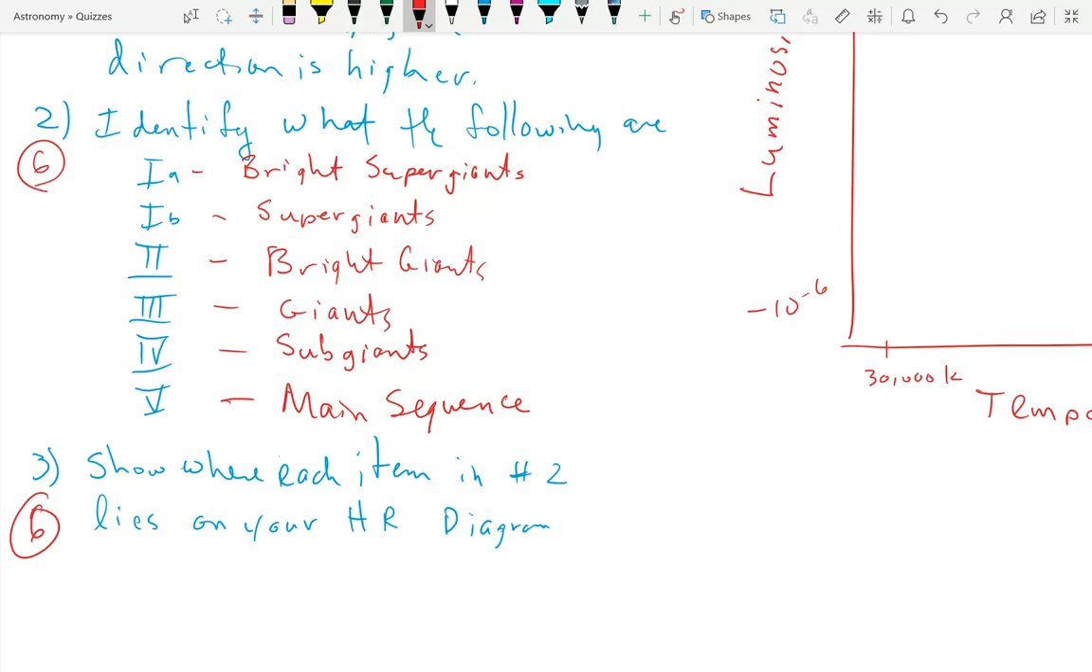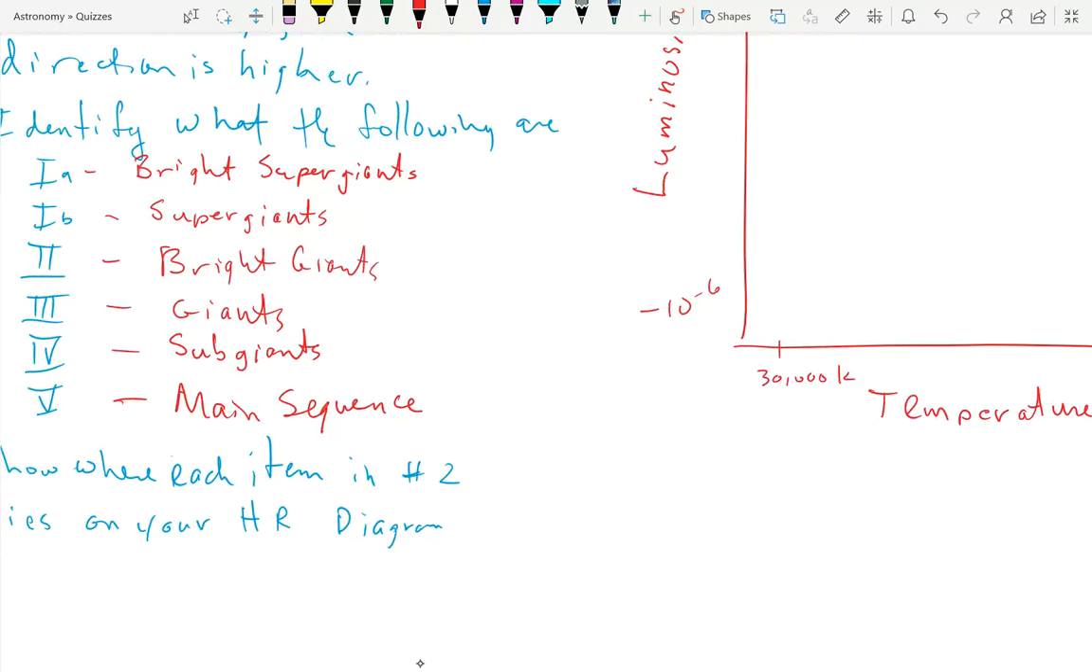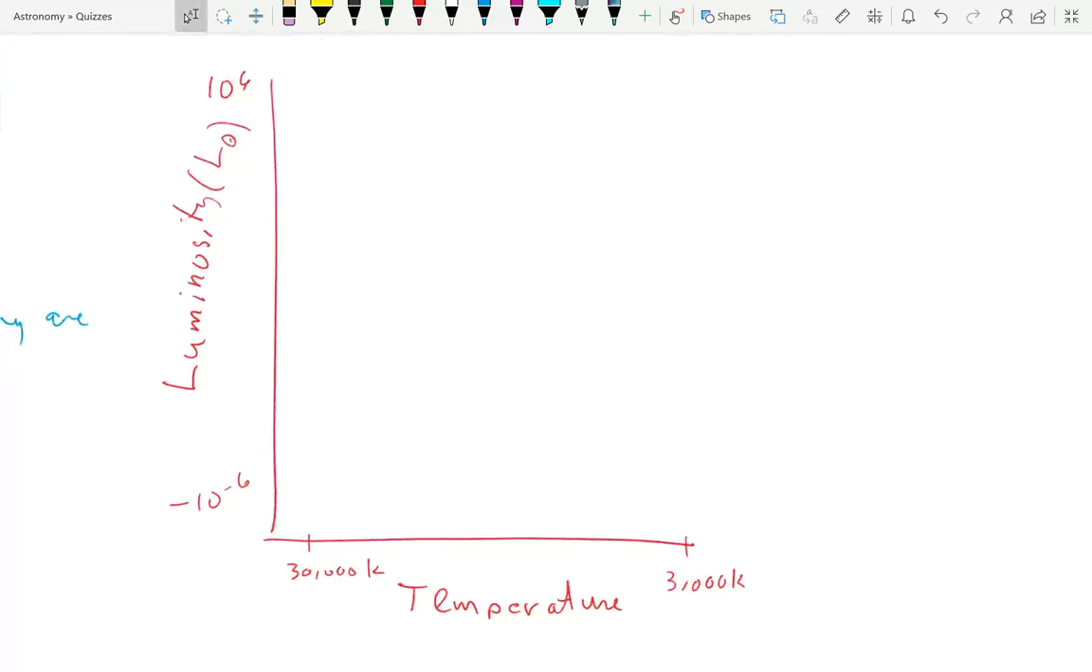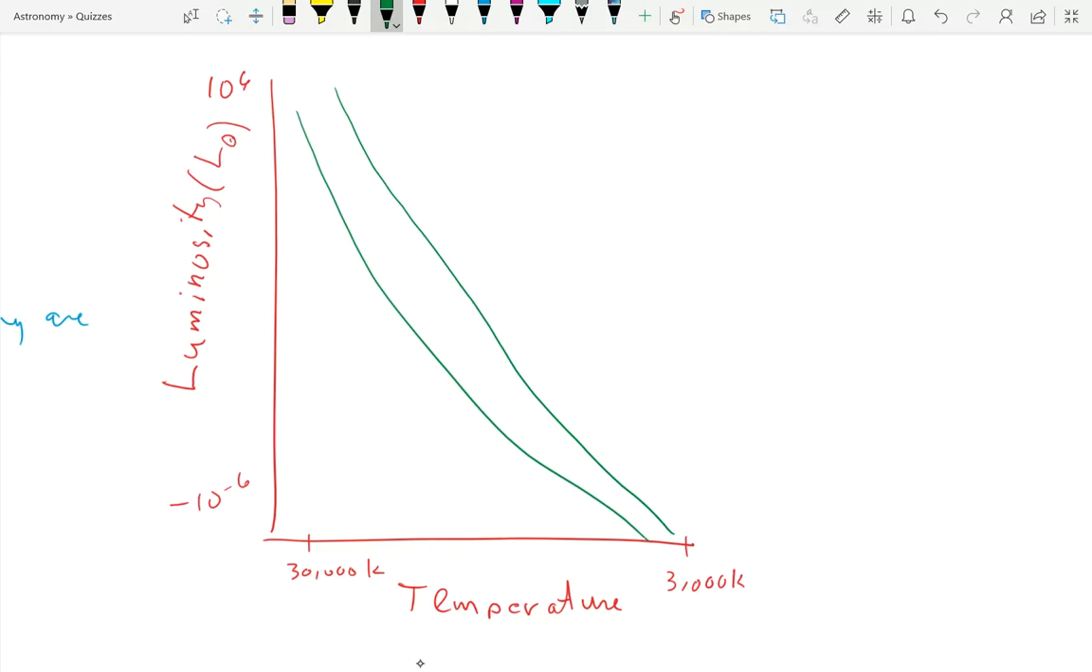And then we have to show where they are. And this is the part where usually it's the hardest for people. First, good job. Top one. There's our main sequence. All of the others are above this.